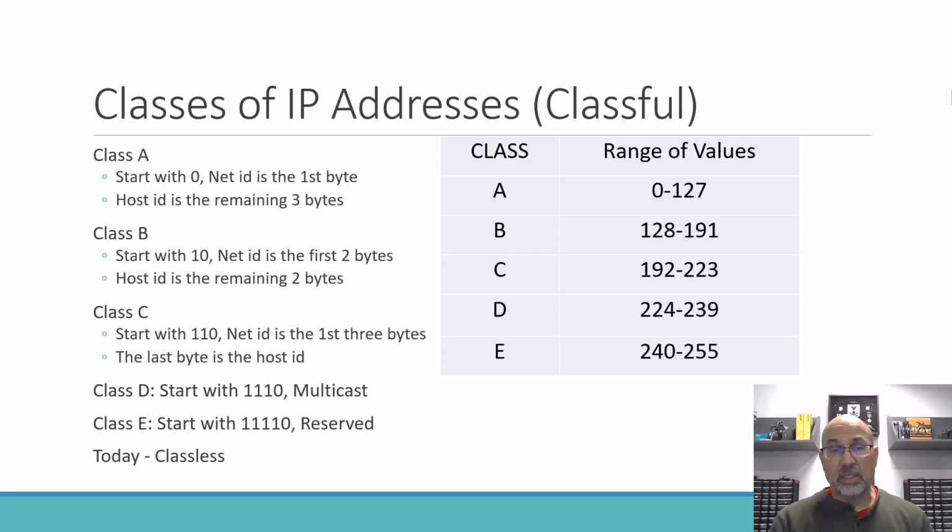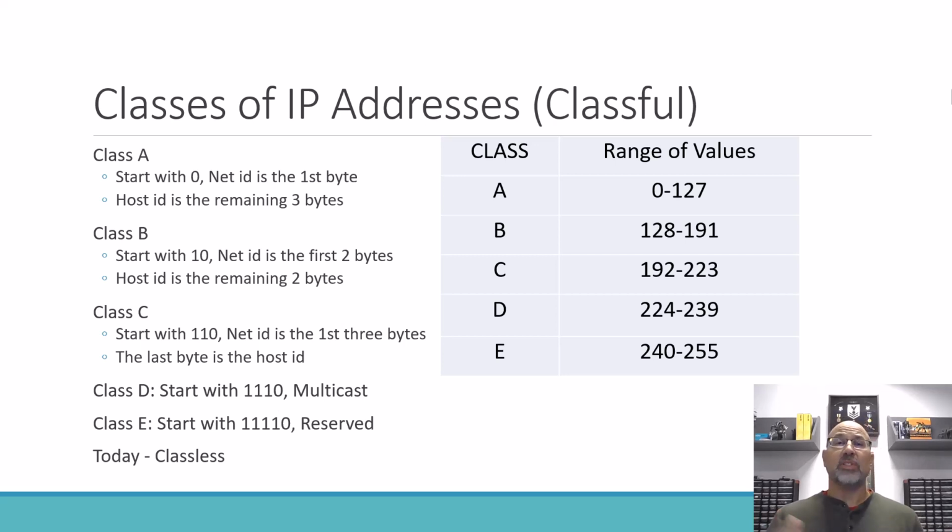With class Bs, the very first two bits in the first octet are 10. And if you take that range of possible addresses, that gives us 128 to 191. So 128 would be 10000000, and 191 would be 10111111. Class C's all begin with binary 110, which would give us a range in the first octet of 192 to 223. They all adhere to that. Okay, so that's one characteristic of the class A, B, and C.